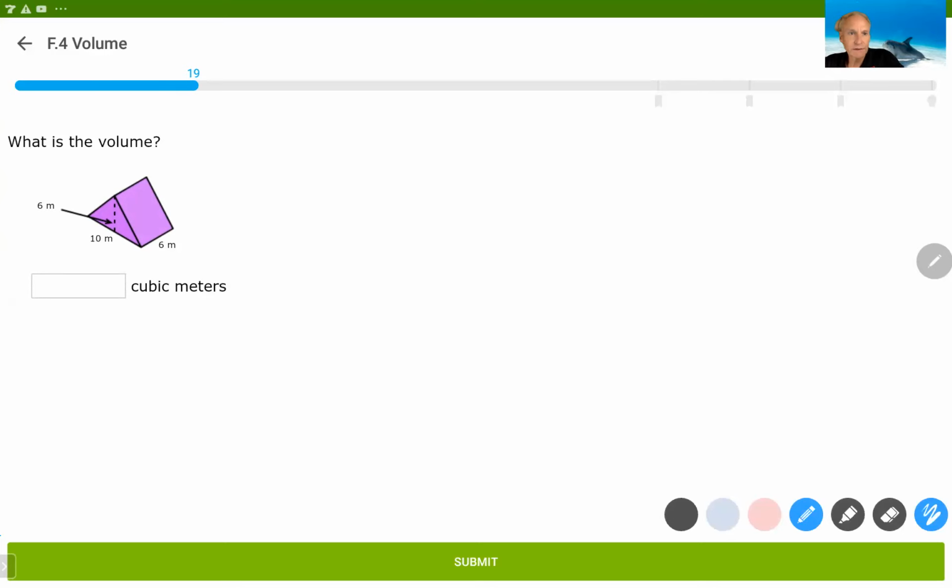Now, in this particular case, we're looking at a wedge, and we can see that it's half of a cube. But a good way to think of it is that it's a right triangular prism, because the right triangle is the base, and then we're going through a distance. So in this particular case, we're looking at the area of the base, which is 30 times the 6, which is 180.